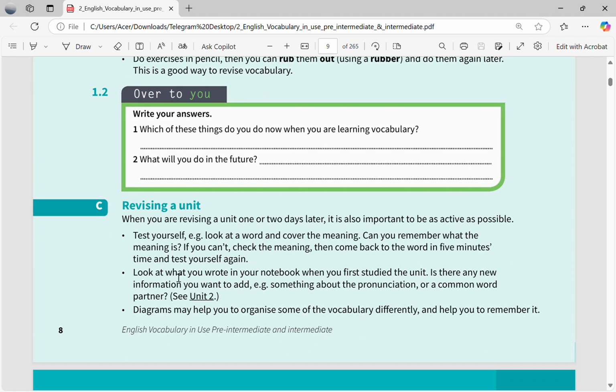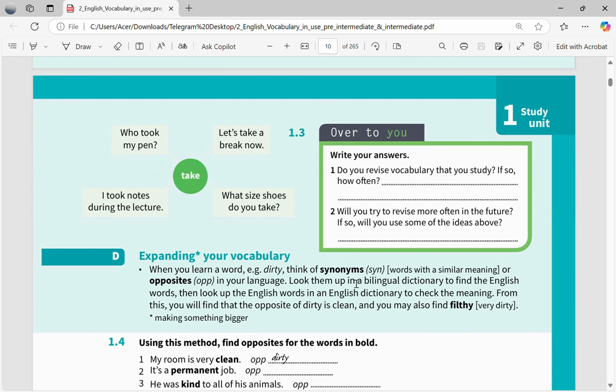Look at what you wrote in your notebook when you first started the unit. Is there any new information you want to add? Is there something about the pronunciation or the common word partner? Diagrams will help you to organize some of the vocabulary differently.